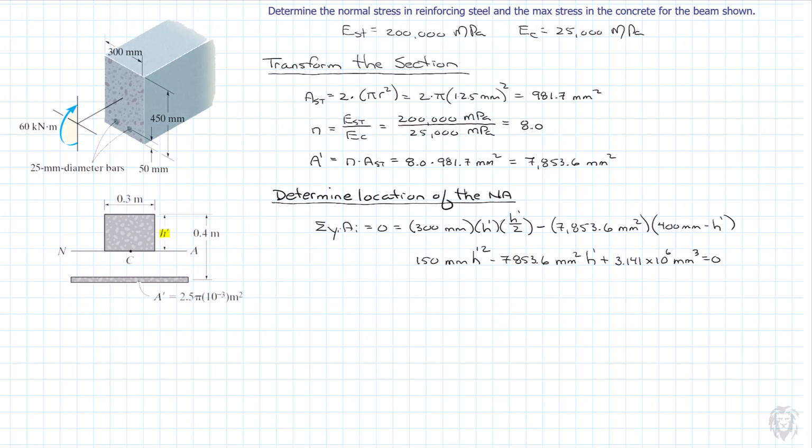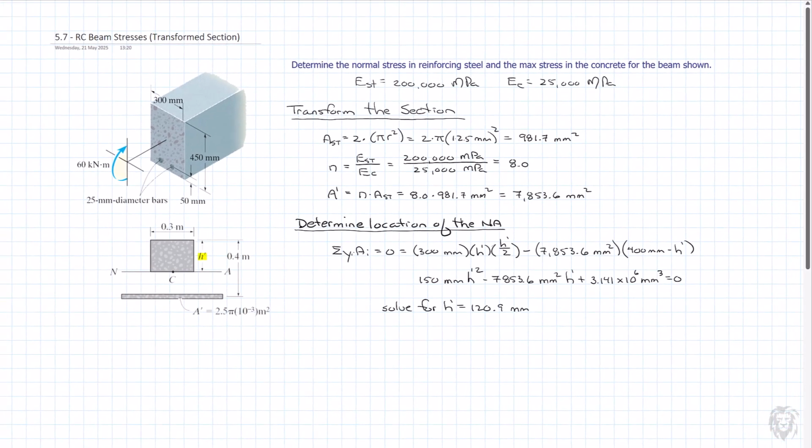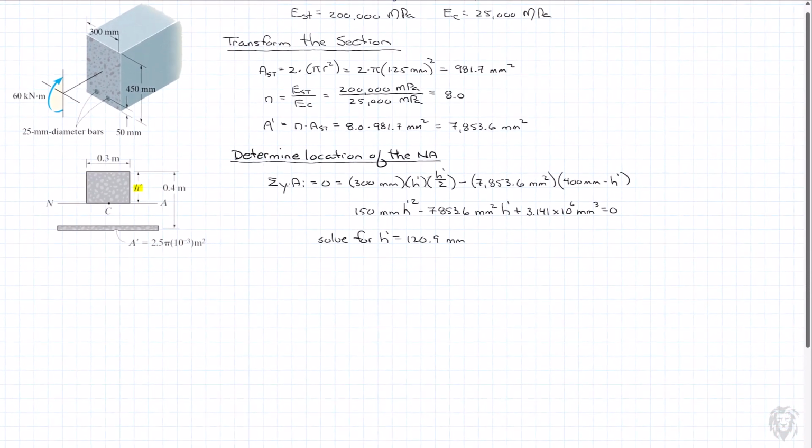And so we can run that through our quadratic formula, and we're able to solve for the positive root. Solve for h prime, and we get a value of 120.9 millimeters, which is the value h prime, or depth, of our neutral axis. I'm just going to give myself a little bit more space here.